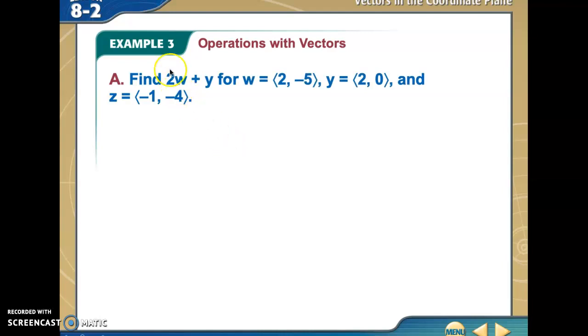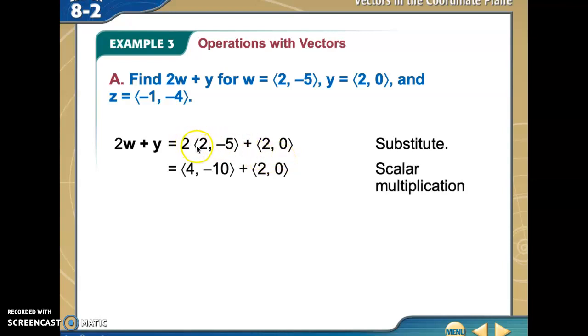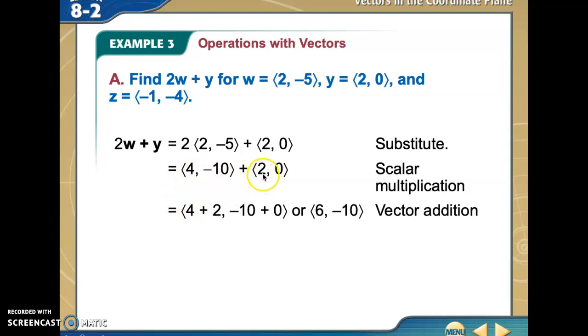For example, find 2w plus y, for w equals (2, negative 5), y equals (2, 0), and z equals (minus 1, minus 4). So these are the given things. In part A, you have to find 2w plus y. Just substitute here, then multiply the scalar: 2 times 2 is 4 and 2 times minus 5 is minus 10, plus (2, 0). Now when you add them, 4 plus 2 is 6 and minus 10 plus 0 is minus 10.